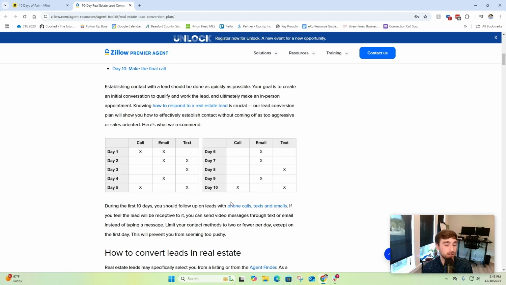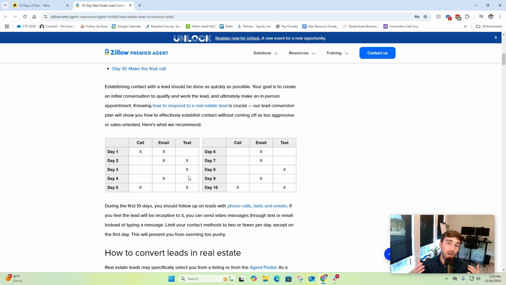There's many different examples of the 10 days of pain. You can find many different examples. This one is laid out the easiest. It's brought to you by the one and only Zillow. And so what this looks like, as you can see here, day 1, 2, 3, 4, 5 through 10, you've got call, email, text on the top. And so what they've got here is day 1, call, email, day 2, email, text, day 3, text.